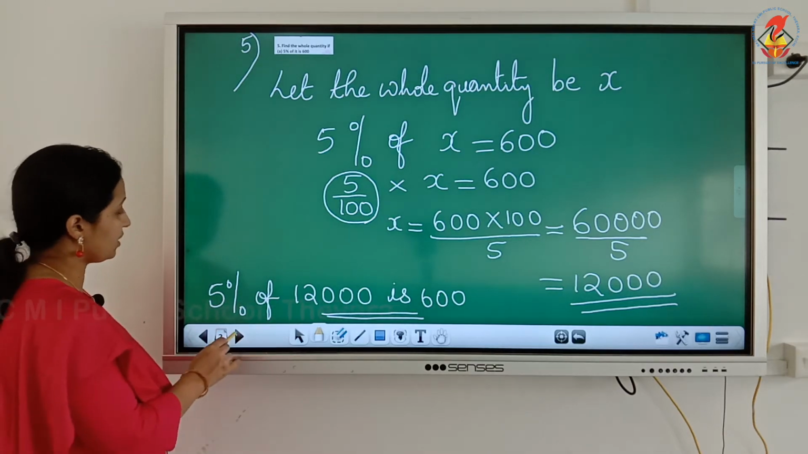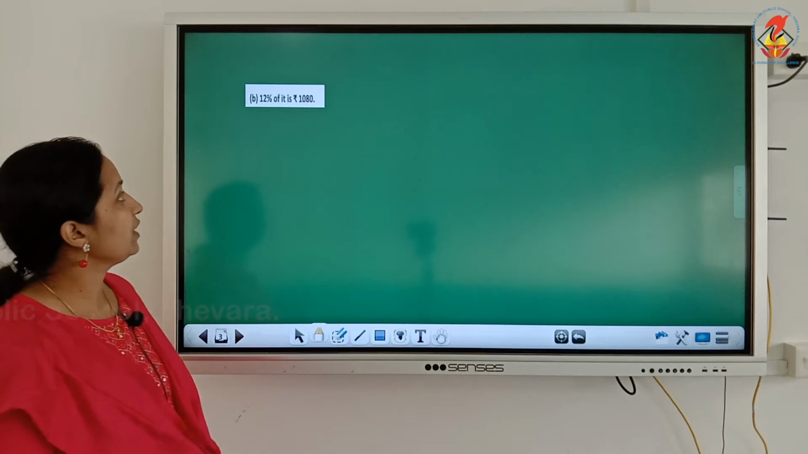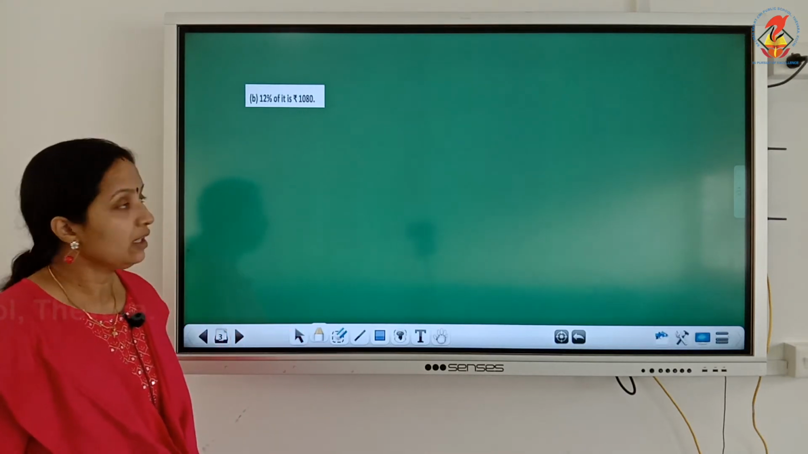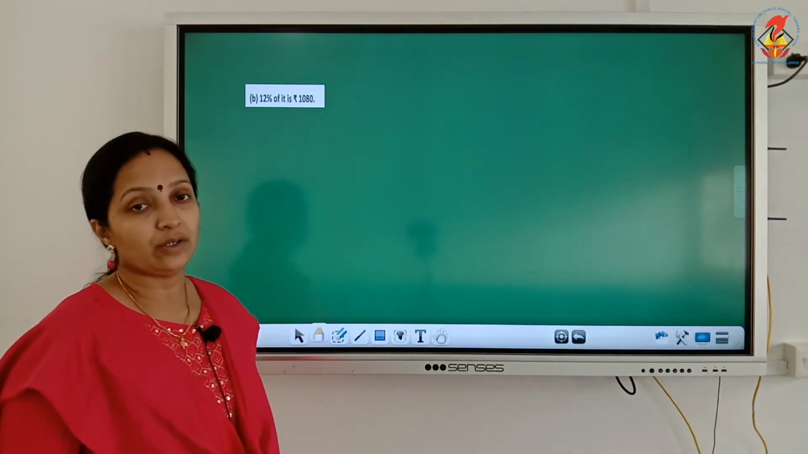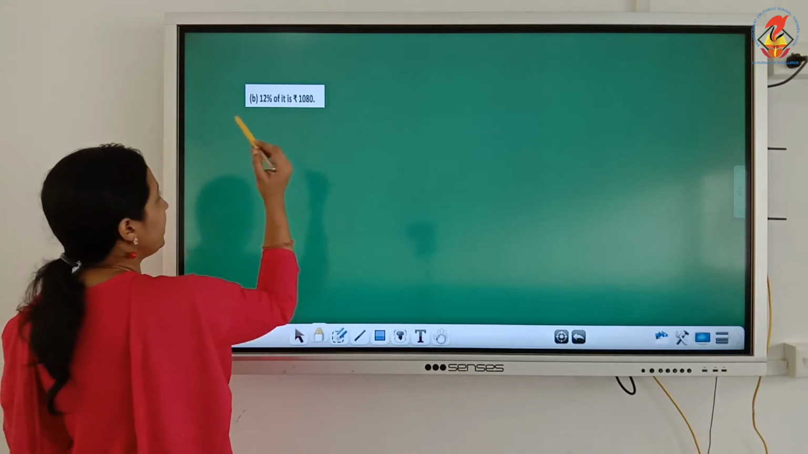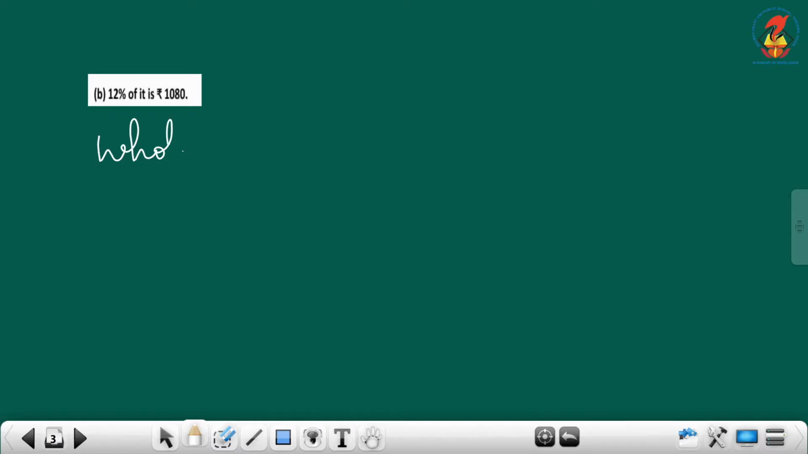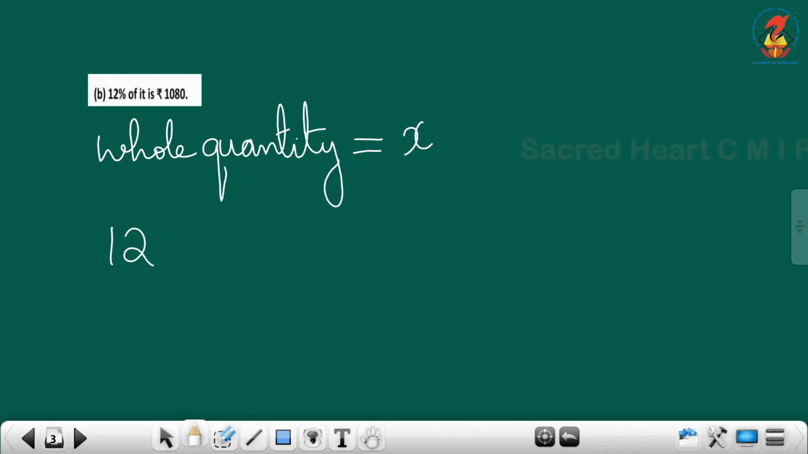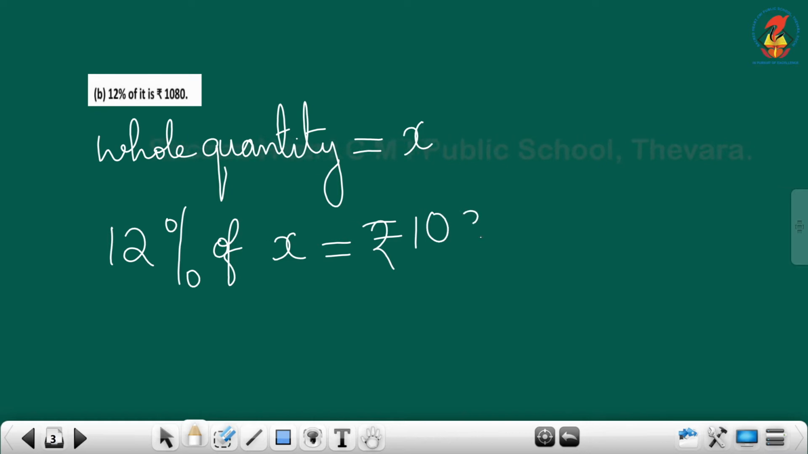Now move to the next question. 12% of it is rupees 1080. Here also we don't know what the whole quantity is, so we are taking the whole quantity as x. So 12% of x is rupees 1080. 12% of the whole quantity is rupees 1080.